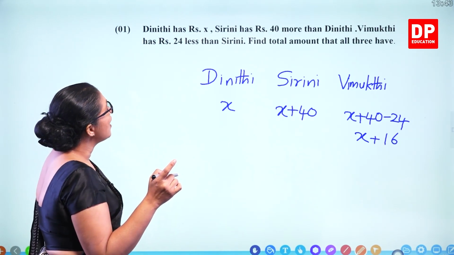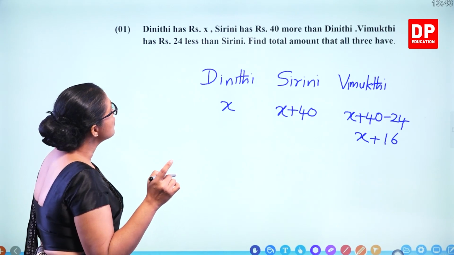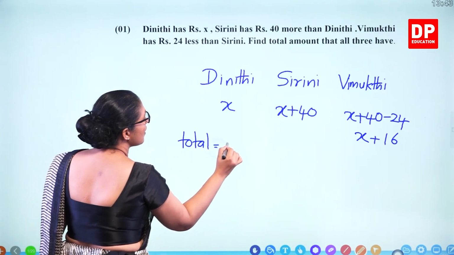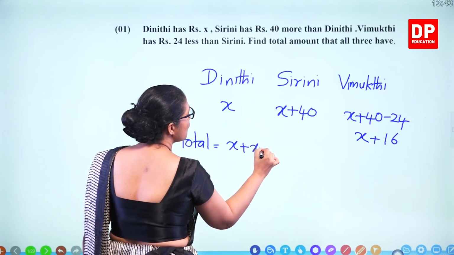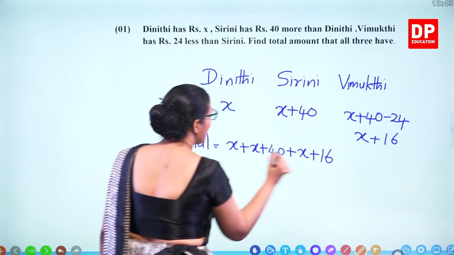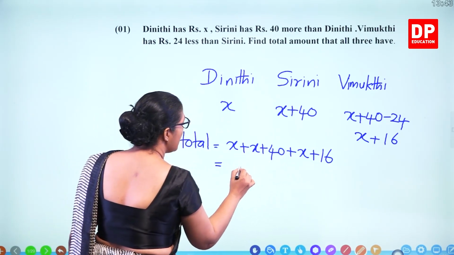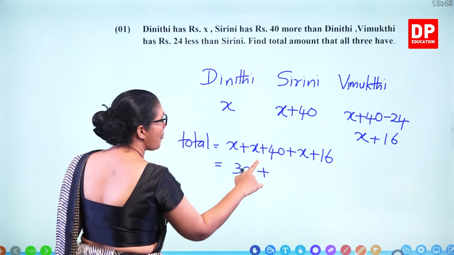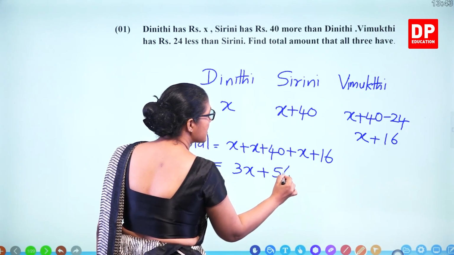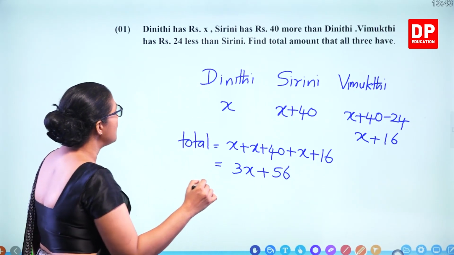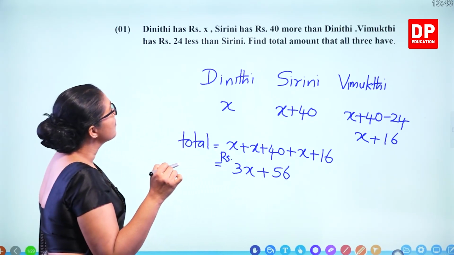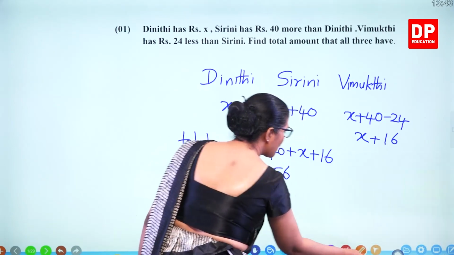So we need to find out the total. The total is X plus X plus 40 plus X plus 16. That gives 3x plus 40 plus 16, which is 56. So 3x plus 56 is the total amount in rupees. So you get 2 marks for this.